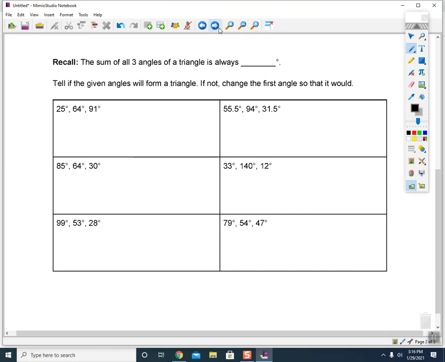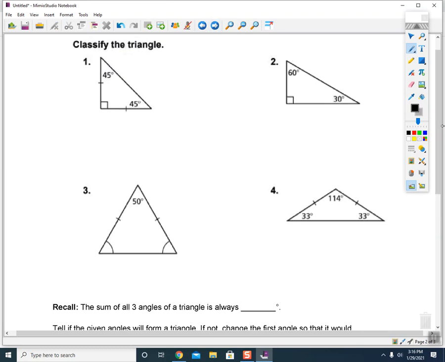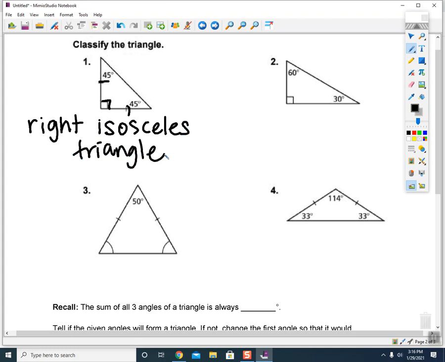All right, so we're going to classify these. If I look at the first one, number 1, I can see that I have a right angle right here. So that means that it's going to be a right triangle. So it's a right triangle. And then I also see that these are the same here. So it's going to be a right isosceles. Right isosceles. Number 2, I see a right angle here as well. So it's going to be a right angle. And then the only other thing that I can notice is that none of the side lengths are the same. So this is going to be a right scalene triangle.